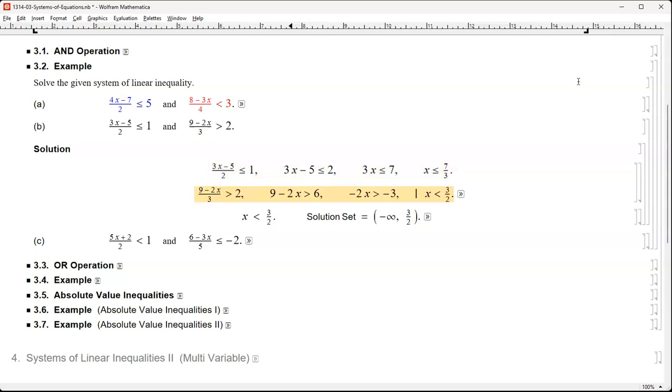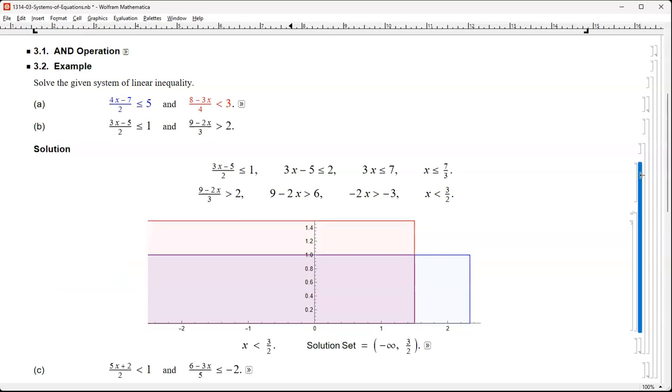Next, first the denominator, and then flip 9 to the other side, and finally divide by -2, which is negative, so I have to flip the direction of the inequality. And both are heading toward the same direction, less than or equal to 7/3, strictly less than 3/2, and visualization goes like this.